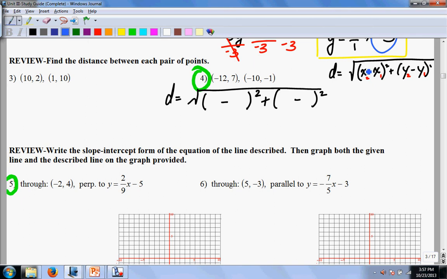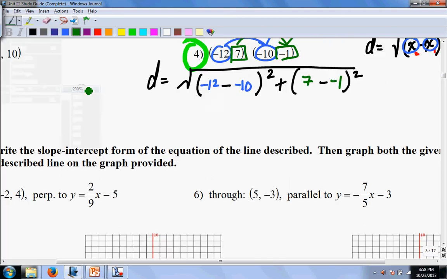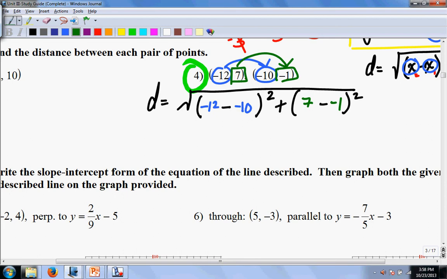Let's come here. We have x's, so I'm going to circle my x's, and I'm going to plug them in left to right. Negative 12, negative 10. And I'm going to box my y's and plug them in left to right. 7 and negative 1. You could have gone right to left as long as you're consistent. Okay, now you just have to watch out for double negatives. This is a double negative, becomes positive. Double negative becomes positive.